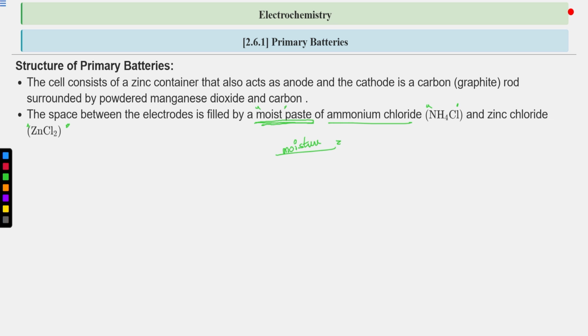So a moist paste of ammonium chloride means a liquidy or jelly paste of ammonium chloride, NH4Cl, or you can also fill the space between the electrodes with zinc chloride, ZnCl2. The cell has a potential of nearly 1.5 volt. This is the magnitude of the voltage or potential that the primary batteries can have, which is nearly 1.5 volt.